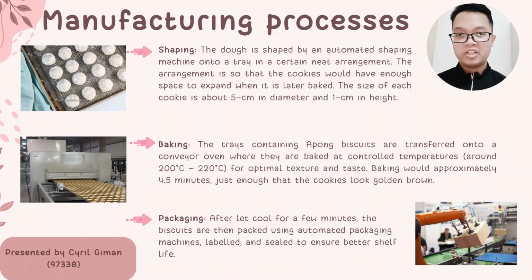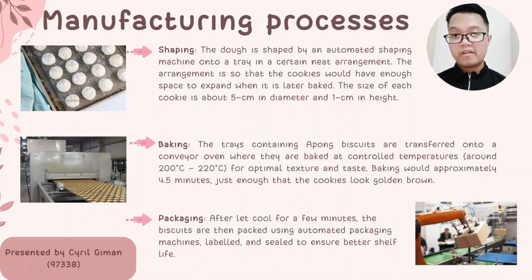The dough is shaped by an automated shaping machine onto a tray in a certain neat arrangement. The arrangement is so that the cookies can expand uniformly when it is later baked by an oven. The cookie size is about 5 cm in diameter and 1 cm in height.